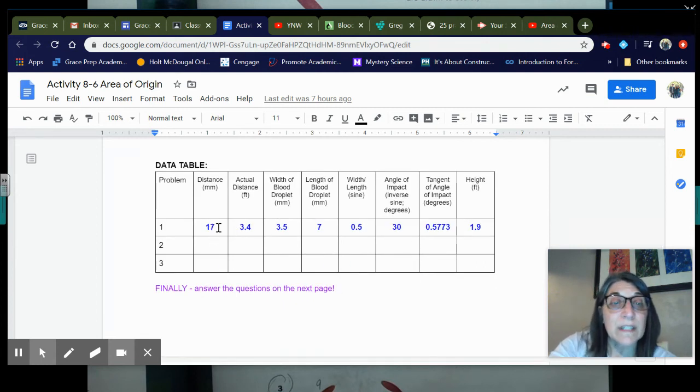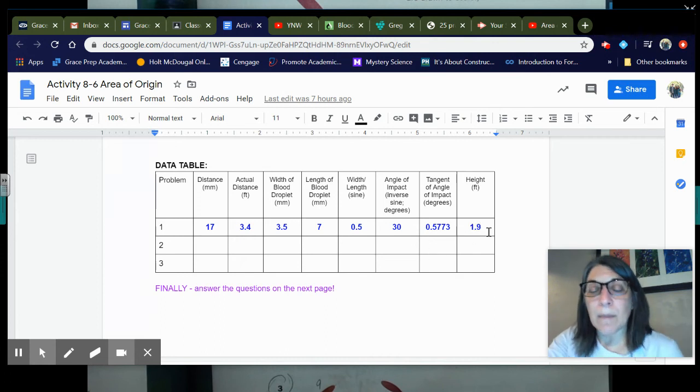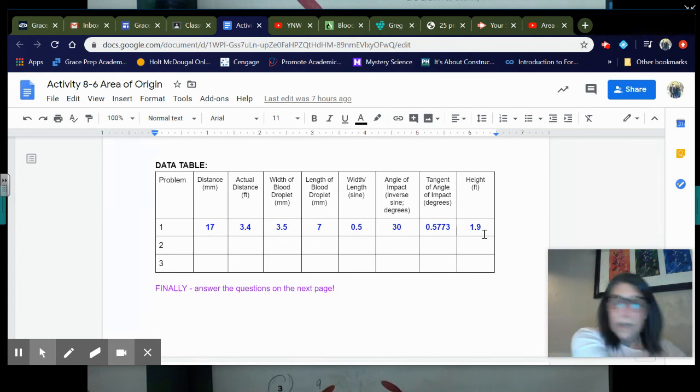We figured out the distance was 17 millimeters. The actual distance after we converted it was 3.4 feet. We measured the length and width of the blood droplet, came up with a decimal, figured out what the angle of impact was, which was the inverse sine. We did that on the calculator. Then we looked up in the back of the book what the tangent of this angle would be, and we came up with that number. And then we finally did some multiplication and came up that the height was 1.9. So this is the one that we just worked, all in the book.